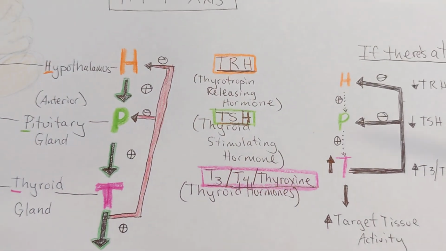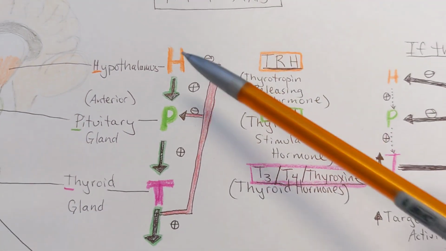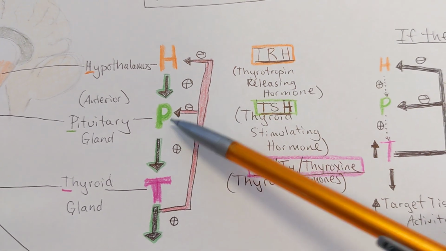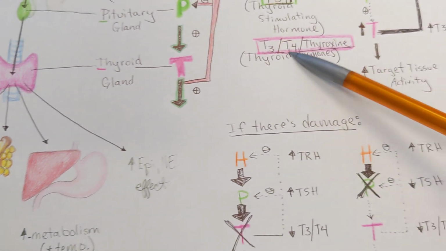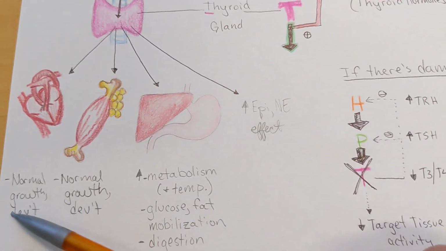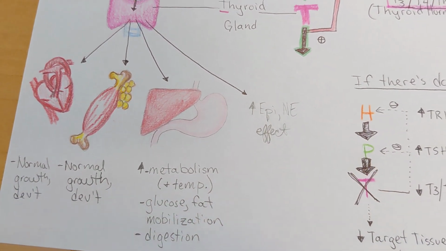Once again, this is the HPT axis. Hypothalamus releases TRH, pituitary, TSH, thyroid gland, thyroid hormones, and in response to thyroid hormones, we get increased metabolism, growth, and development.